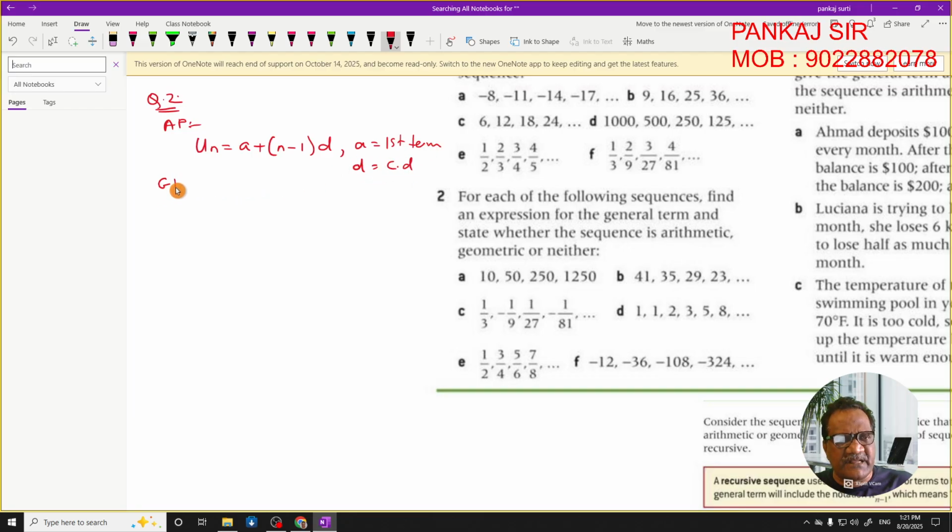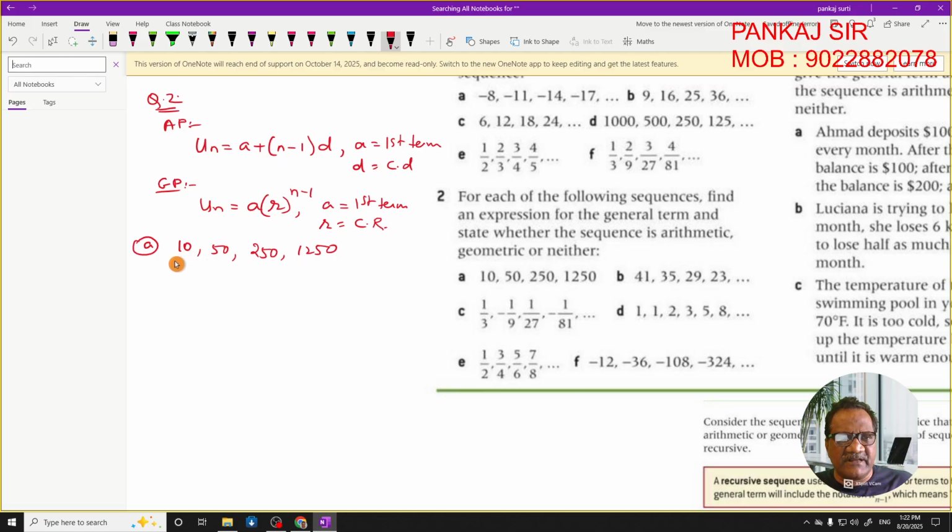And for a GP, the general term un is equal to a times r raised to n minus 1, where again a is the first term and r is something called the common ratio. So let us start with sub question A. The sequence is 10, 50, 250, 1250.